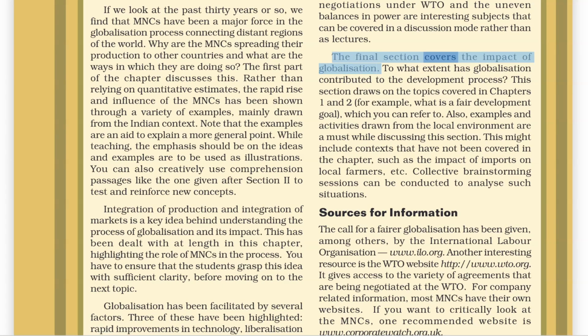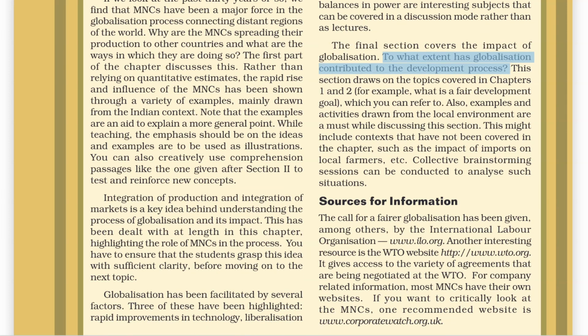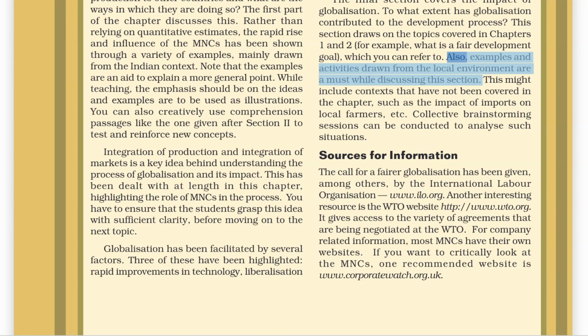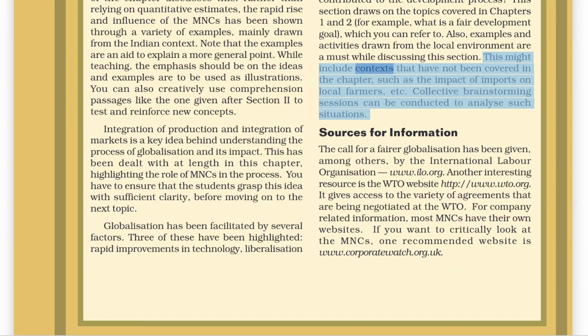The final section covers the impact of globalization. To what extent has globalization contributed to the development process? This section draws on the topics covered in chapters 1 and 2, for example, what is a fair development goal, which you can refer to. Also, examples and activities drawn from the local environment are a must while discussing this section. This might include contexts that have not been covered in the chapter, such as the impact of imports on local farmers, etc. Collective brainstorming sessions can be conducted to analyze such situations.